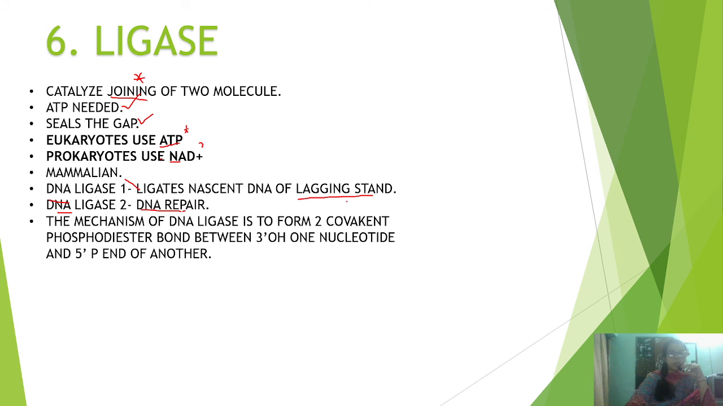How do they do it? They form a covalent phosphodiester bond between the 3' OH of one nucleotide and the 5' end of another nucleotide. They join them. There is a gap between the two nucleotides, one 3' end and another 5' end, and they join that by forming a covalent bond. So this is the role of the ligase enzyme.